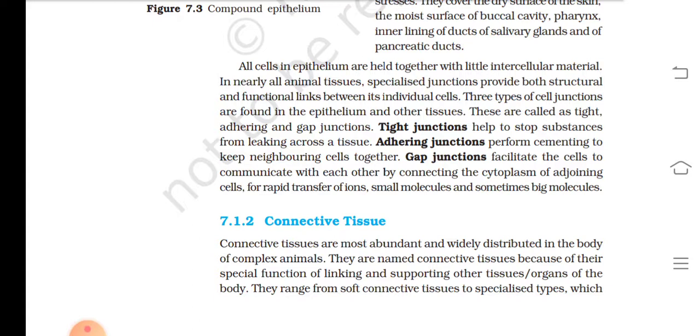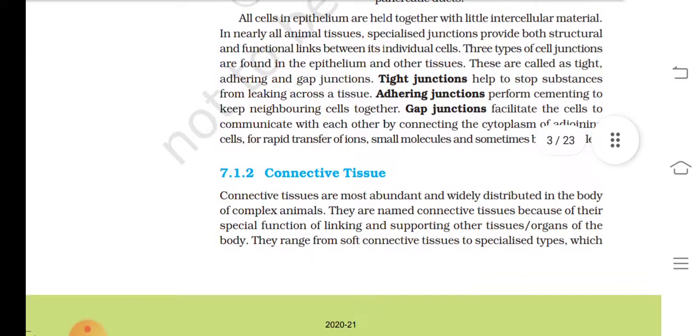Three types of cell junction are found in the epithelium and other tissue. These are called tight, adhering, and gap junctions. Tight junctions help to stop substances from leaking across a tissue. Adhering junctions perform cementing to keep neighboring cells together. Gap junctions facilitate the cells to communicate with each other by connecting the cytoplasm of adjoining cells for rapid transfer of ions, small molecules, and sometimes big molecules.